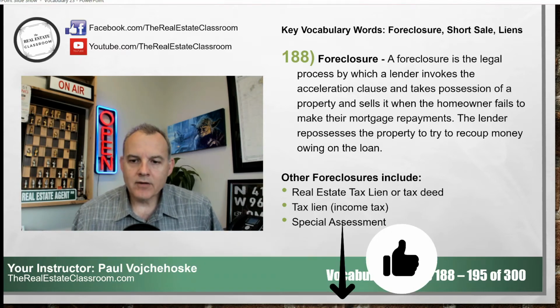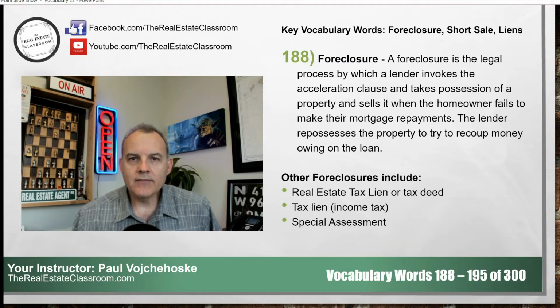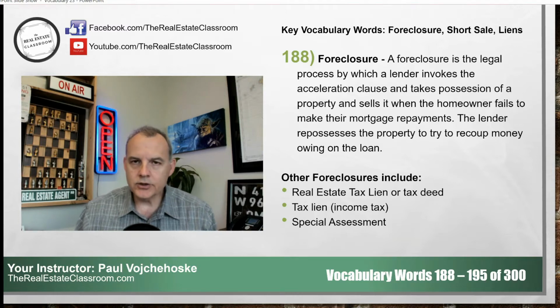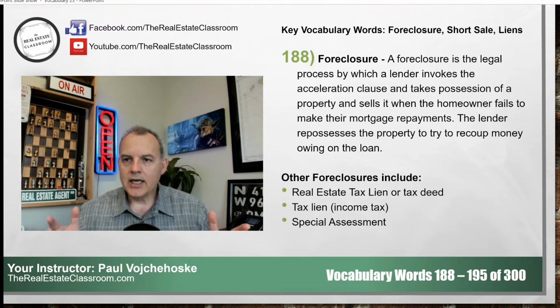Today we're going to continue our vocabulary word series. We're going to do 188 through 195 of 300. All of our words in this video revolve around foreclosure, short sale, and liens.